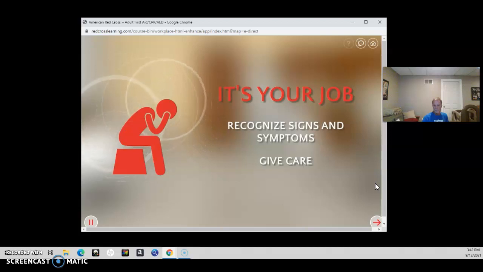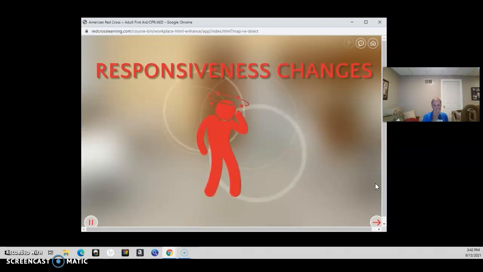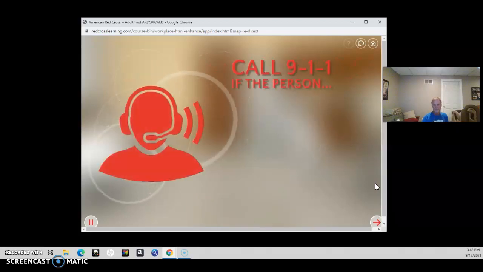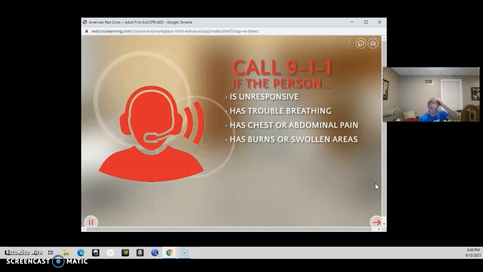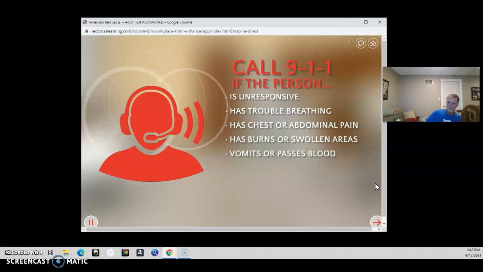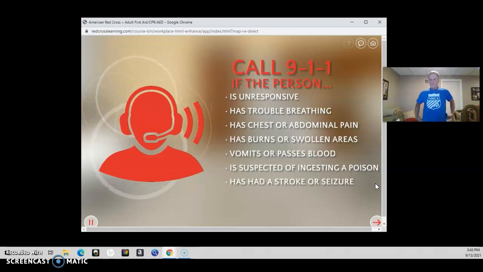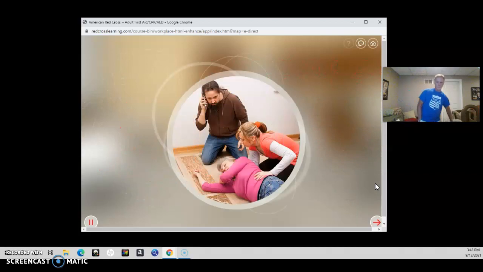While there are specific signs and symptoms for each type of sudden illness, there are some more general things to look for. Changes in levels of responsiveness. This could mean the person is confused, unaware of surroundings, or simply not alert. Call 911 if the person becomes unresponsive, has trouble breathing, chest pain or persistent abdominal pain, severe burns or swollen or deformed areas, vomits or passes blood, is suspected of ingesting a poison, or suffers a stroke or seizure, or if the person is suspected of an injury to the head, neck, or spine. The general rule is, when in doubt, call 911.